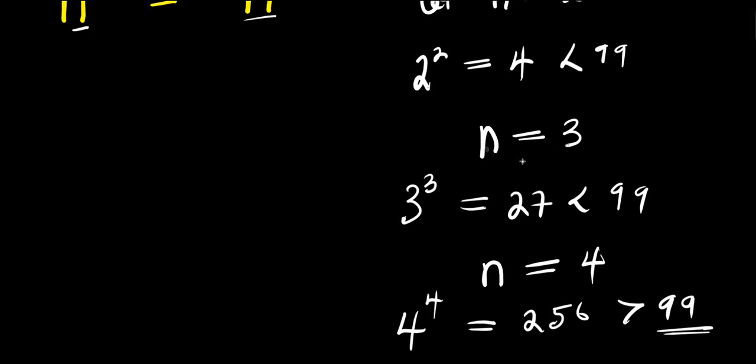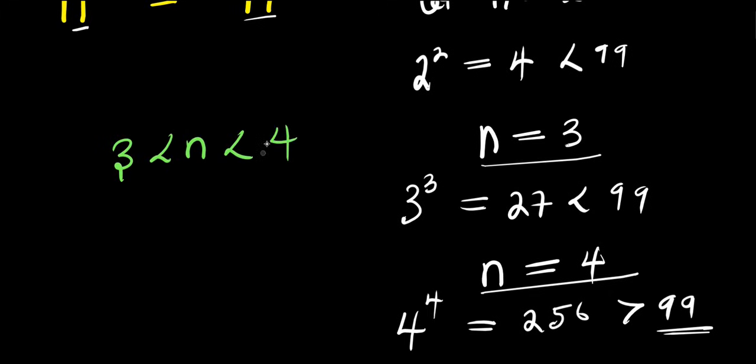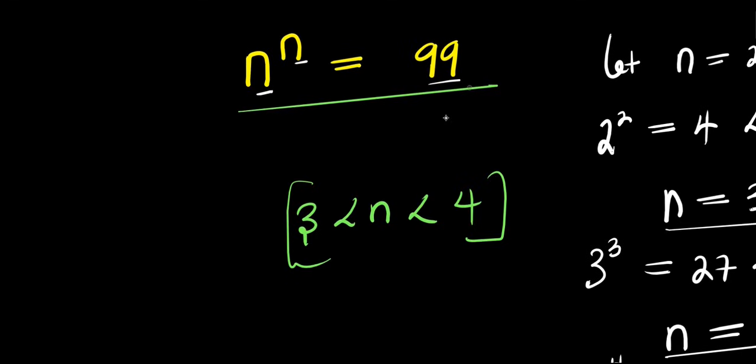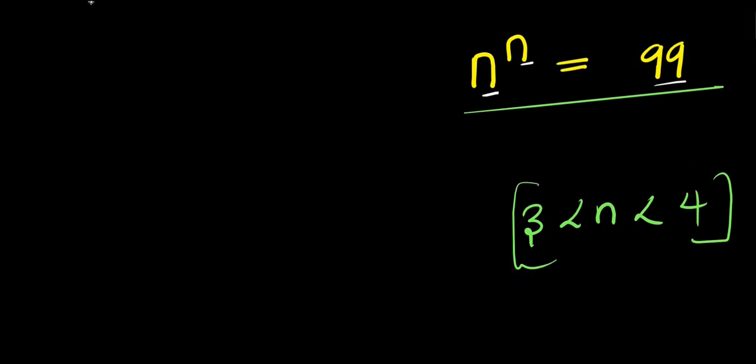Now, at this point, between n equals 3 and n equals 4, you can get the range of values of n. That means we can say that 3 is less than n, while n is less than what? 4. That means this is the range of values of n that will satisfy this equation. So to get the actual value, we are going to consider using this method of solving.